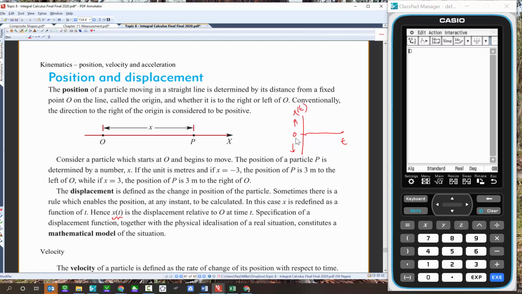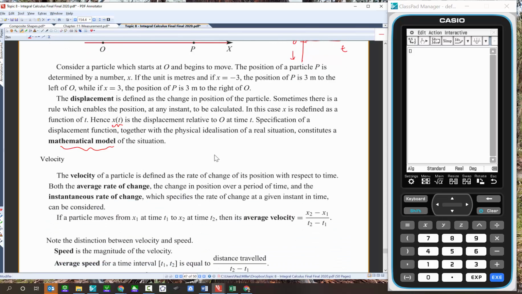That's why we say that the position of a particle can be modelled with respect to time, and you might find that's what I do in class or something like that. Specification of a displacement function together with the physical idealization of a real situation constitutes a mathematical model of the situation. So yes, it's Mr. Miller moving in class, or a particle, and so on.